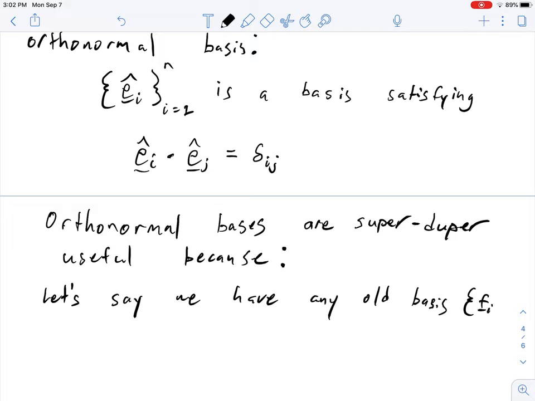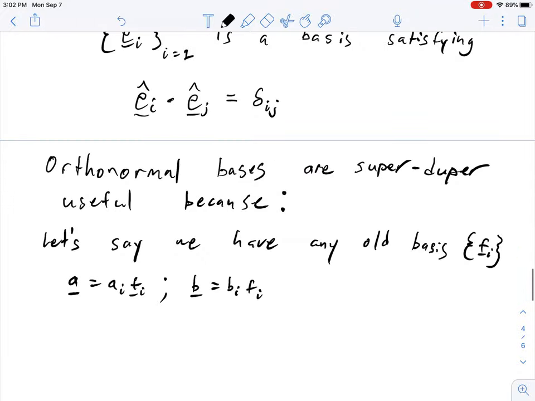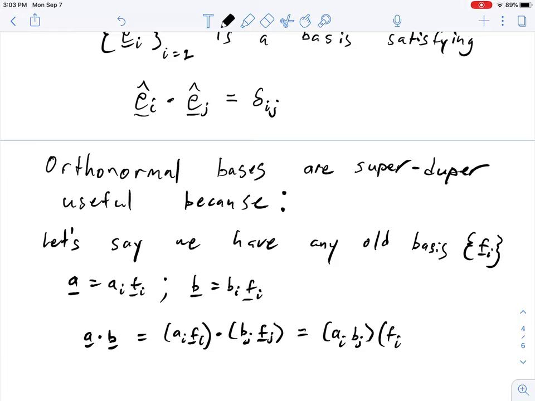Say that's just f_i. We have vector a equal to a^i f_i, and let's say that b is equal to b^i f_i. Well, a dot b is equal to a^i f_i dot, we can't reuse the i, b^j f_j. We can move the scalars however we want, so that is equal to a^i b^j times f_i dot f_j.